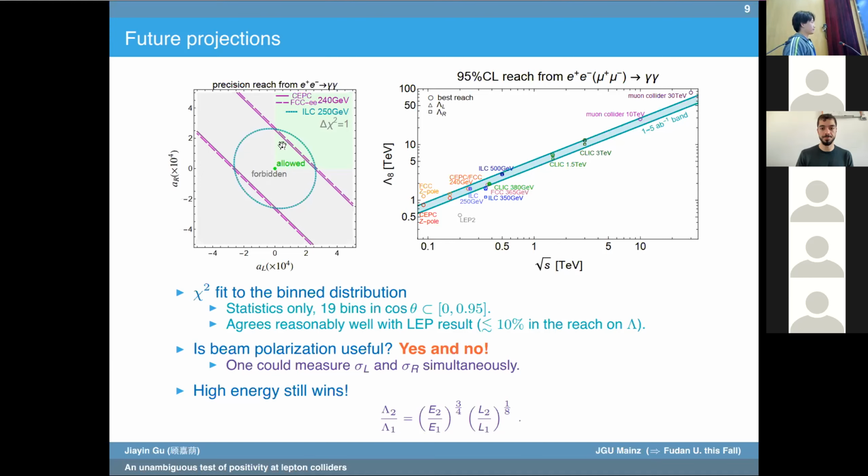Of course, we shouldn't forget these are dimension 8 operators. They have large energy enhancements. So high energy always wins. If we have a high energy lepton collider, it can always do much better. And the scaling can be easily worked out, and we checked a few scenarios which agree with the scaling pretty well.